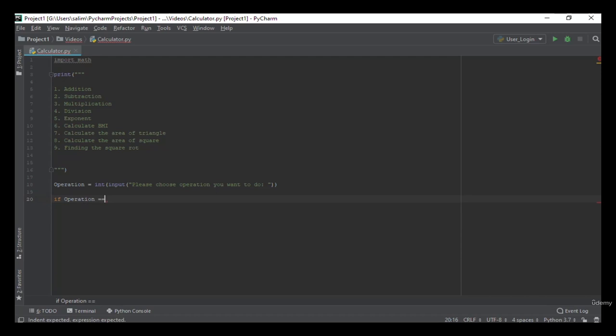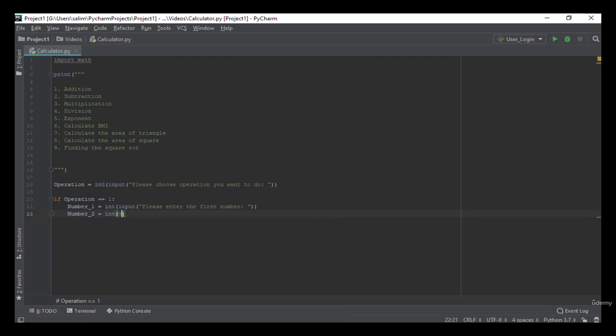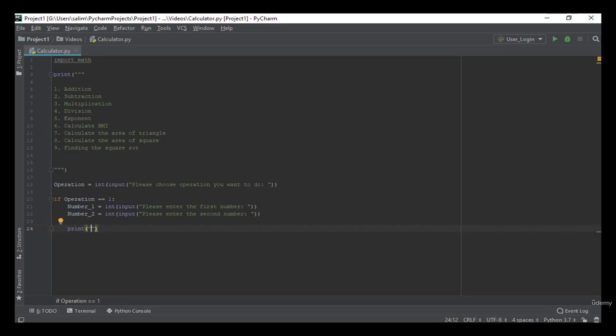First one is addition. Create two different variables named number 1 and number 2. Ask for the value to be entered by the user. Print number 1 plus number 2.